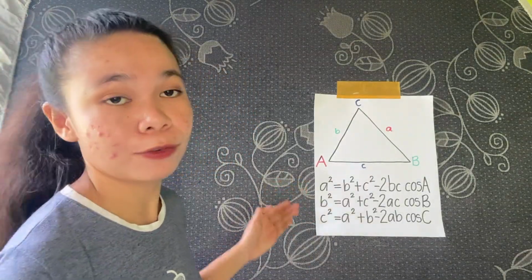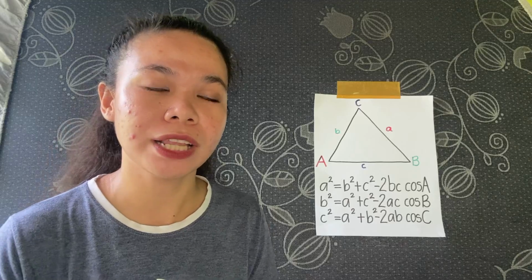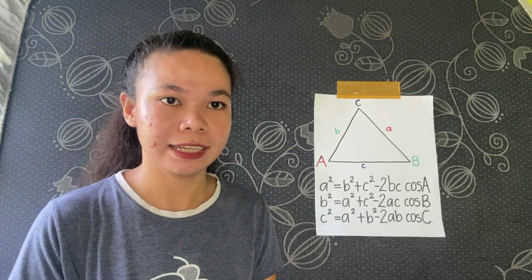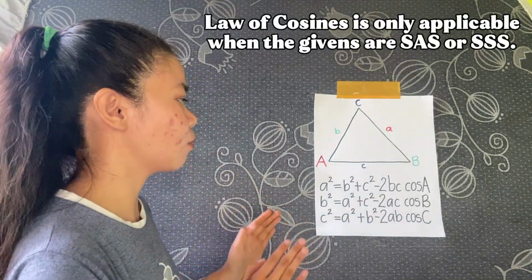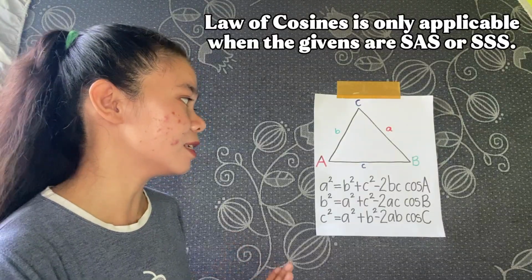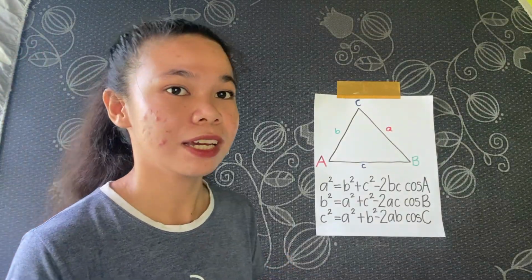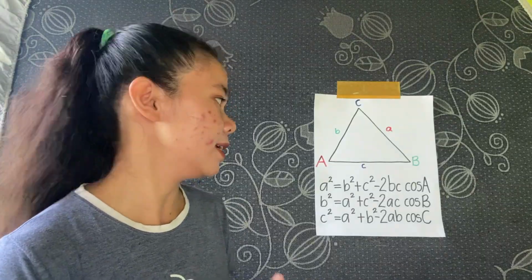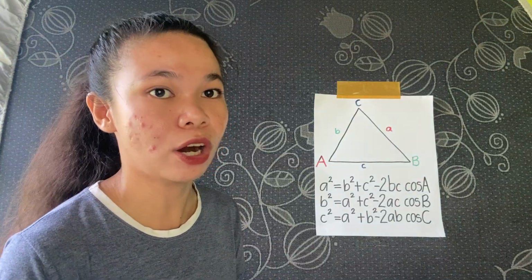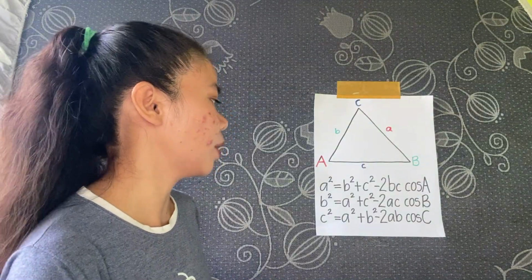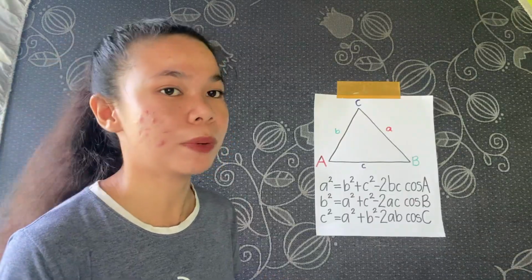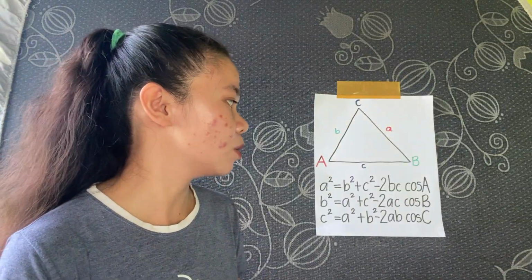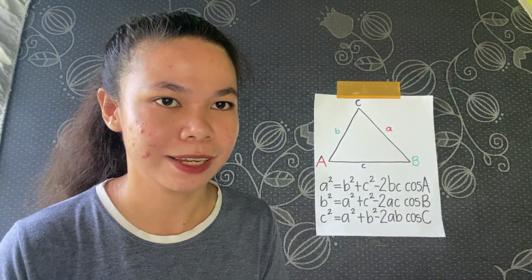And these are the three formulas for the law of cosines. We have a squared is equal to b squared plus c squared minus 2bc cosine A. b squared is equal to a squared plus c squared minus 2ac cosine B. And c squared is equal to a squared plus b squared minus 2ab cosine C.